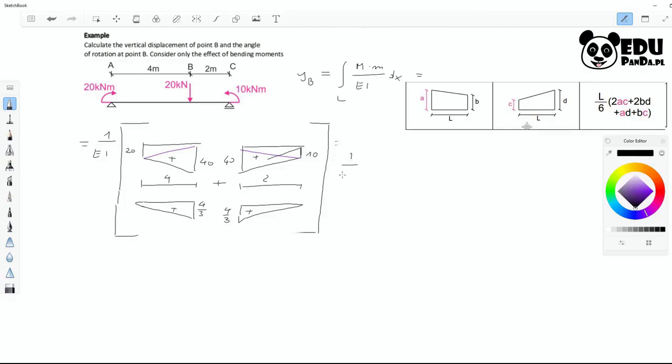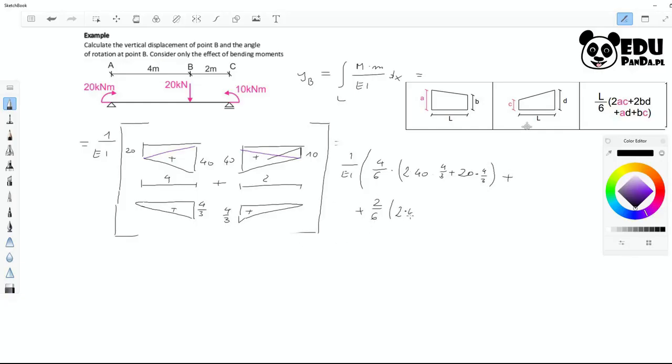Of course, we write at first glance 1 over EJ, so as not to forget about it this time. And now we have this L6, which is length divided by 6, 4/6, times 2 times what's on the same side. So 2 times 20 times 0. We don't write that because there's no point in writing 2 times 20 times 0. Add 2 times what's on the same, 40 times 4/3. 2 times 40 times 4/3. Add, now crosswise, 20 times 4/3. Add, crosswise 40 times 0. We don't write that. Add 2/6.